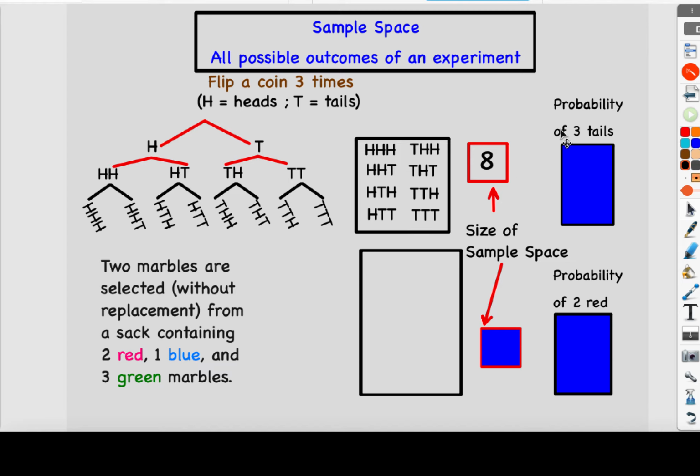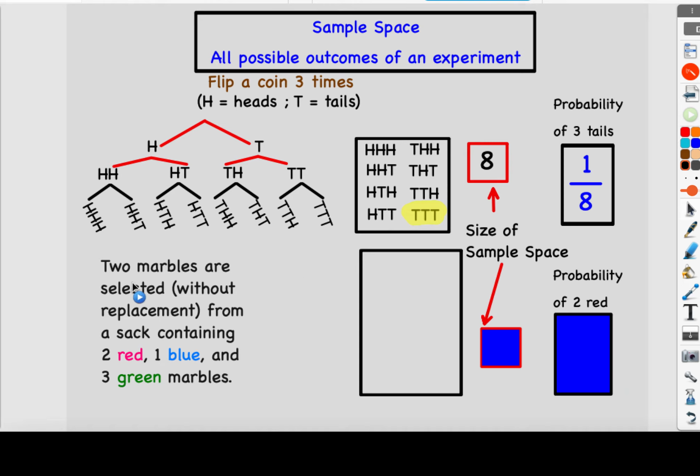Because now if we say, well, what's the probability of getting tails 3 times? Well, there's one possibility that's 3 tails in a row out of the 8 possibilities. So again, our probability is essentially just 1/8. What do we want to have happen versus what could happen?